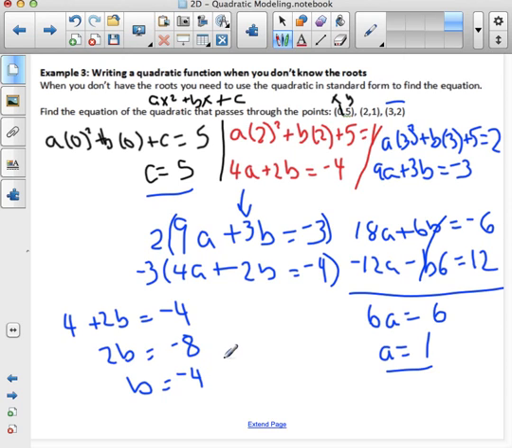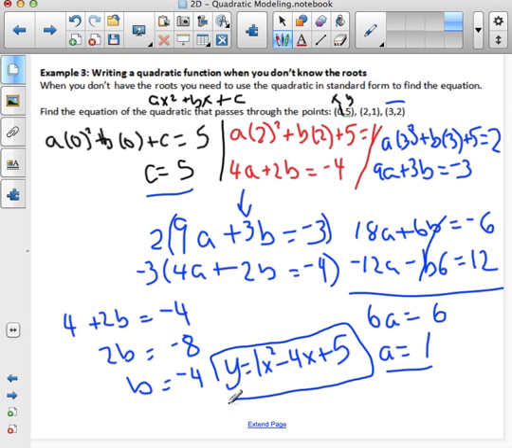So what is the equation for our quadratic? Our quadratic is a, so 1. So we're going to write y equals 1x squared minus 4x, because it's bx, b is -4x, plus 5. All right, so that is this quadratic that models going through these 3 points.